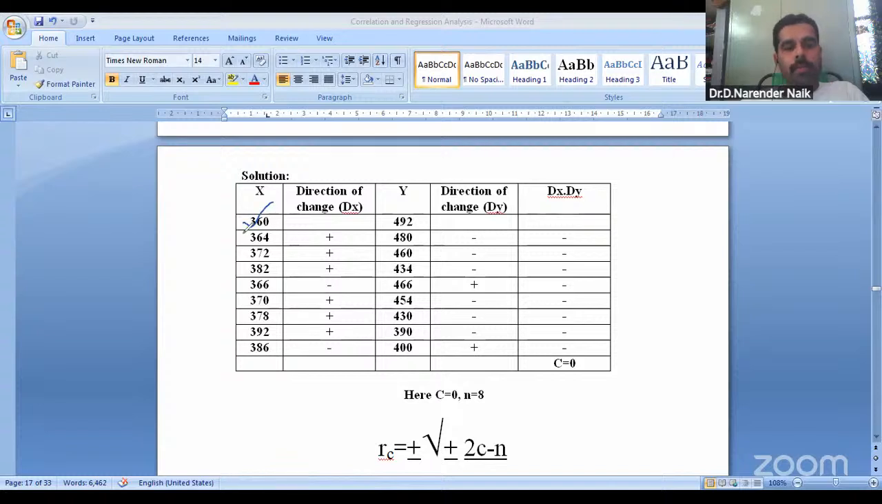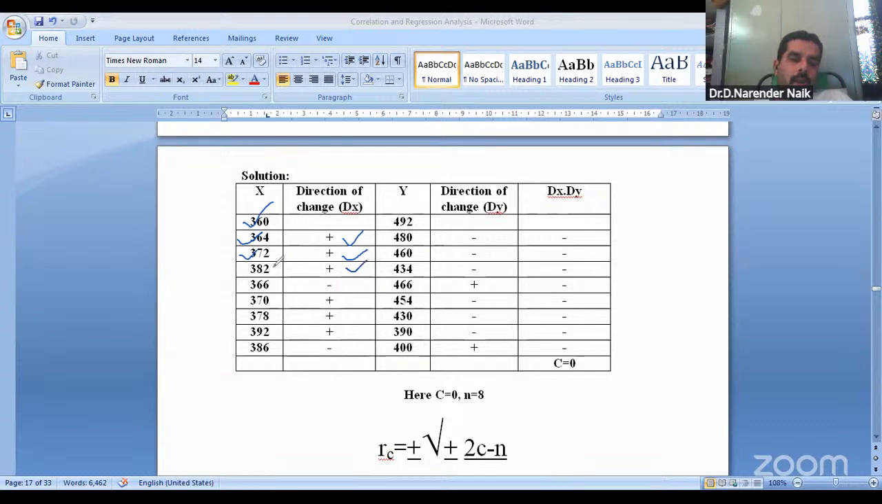360, 364. When we compare 364 with 360, is the value increased or decreased? Yes, it is increased, so we keep a plus sign. With 364, 372 is there. Increase or decrease? Increase, plus sign. 372 and 382. Is the value increased or decreased? It is increased. Again, plus sign.